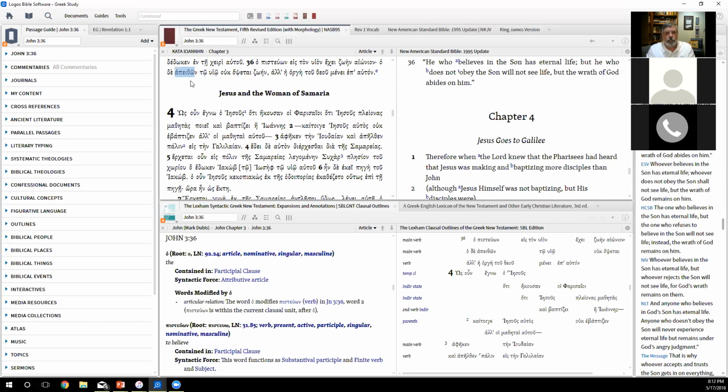they did it because it sounds smoother. "He that believeth has eternal life. He that believeth in the Son has eternal life. He that does not believe." Well, that's a much smoother reading. However, there's a nuance that's taken away. "He that believeth has eternal life, but he who does not obey." So the Greek just adds more clarity.